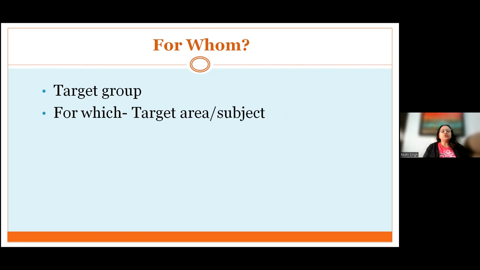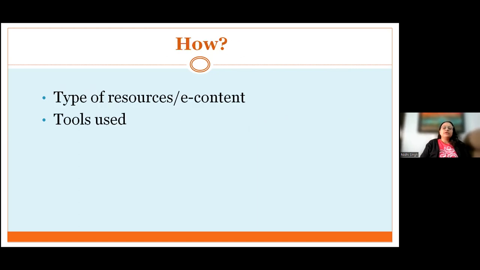Next, what we should ponder upon is for whom are we trying to integrate? So the target group is very important, and for which area, the target area or the subject, it is very important to understand. Then the fourth question is how: type of resources, e-content, tools used, etc. What types of resources we will be using will be dependent on for whom we are integrating ICT. So the age group will be very important for this.